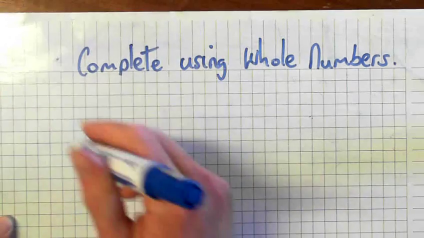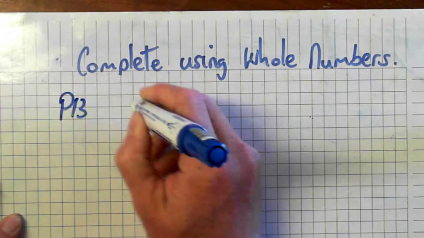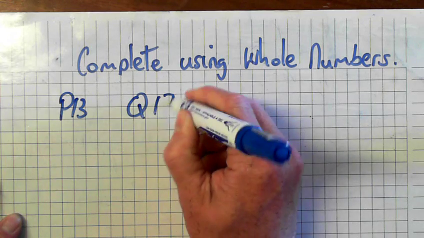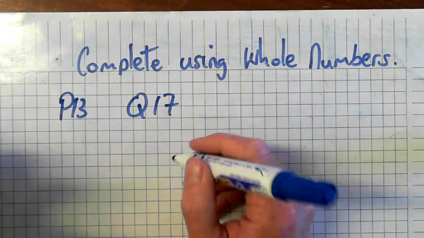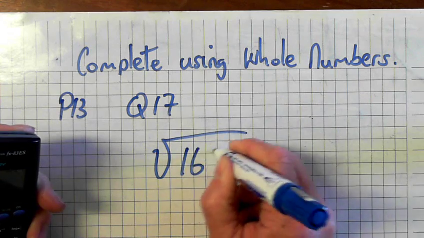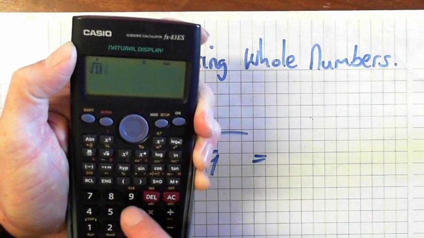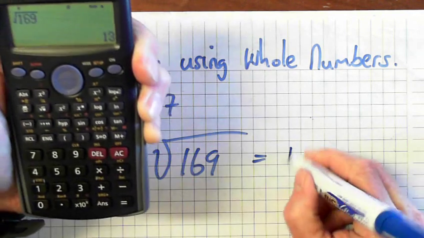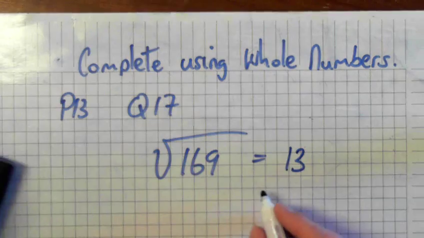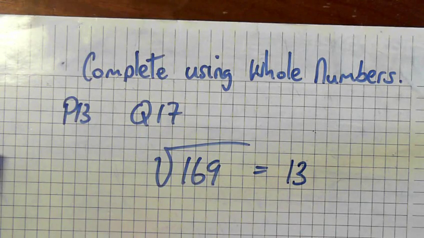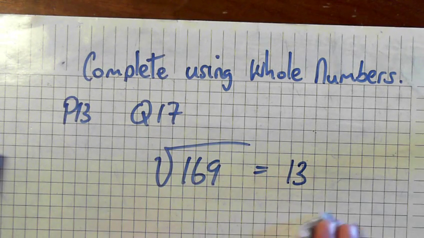Okay, an example on page 13, question 17. The square root of 169. Well, we can do that. Use your calculator, it says 13. So that's a sum that you need to remember for the rest of your life. Square root of 169.